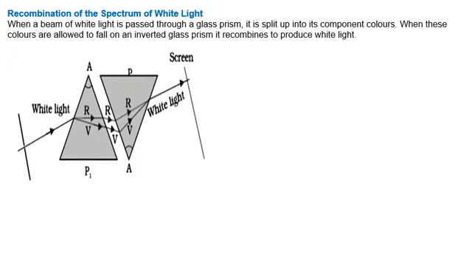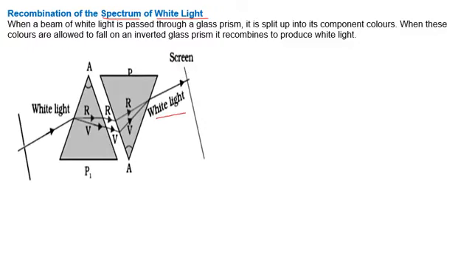Next diagram, recombination of a spectrum of white light. It is another very important diagram. Here, when a beam of light passes through the prism, it gets scattered. We have seen it get dispersed and split up, but when I keep another prism in an inverted position, I will see that the beams of light combine together, and at the end on the screen I can see only the white light.